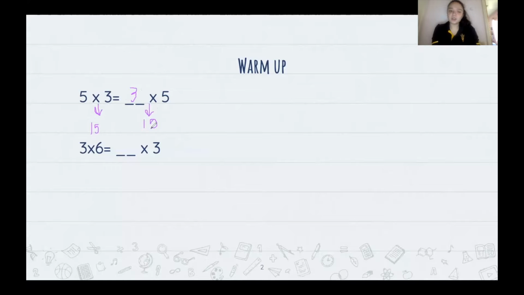So go ahead and try the next one. 3 times 6 is equal to what times 3? Go ahead and take a second, think about that, write down an answer, and then I'm going to show it. So 3 times 6 is equal to 6 times 3. Why? Because 3 times 6 is 18, and 6 times 3 is also 18. Just like that. All right, so let's move forward to our application problem.